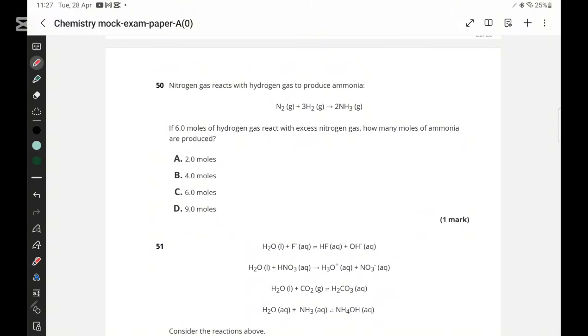So for the next question, nitrogen gas reacts with hydrogen gas to produce ammonia. If 6 mole of hydrogen gas reacts with excess nitrogen gas, how many moles of ammonia are produced? So first of all, they want us to find out ammonia. So ammonia is this, and this is going to be hydrogen H2. We have 3:2. If we have 6 moles there, this is going to be X, and X comes out to be 12/3, and that is going to be 4 moles. So answer is B.